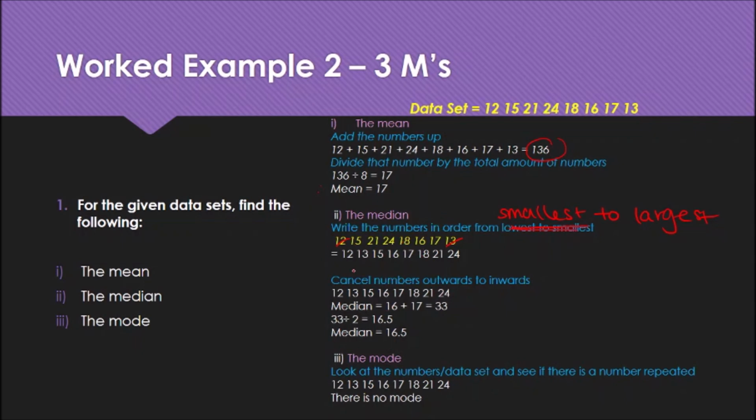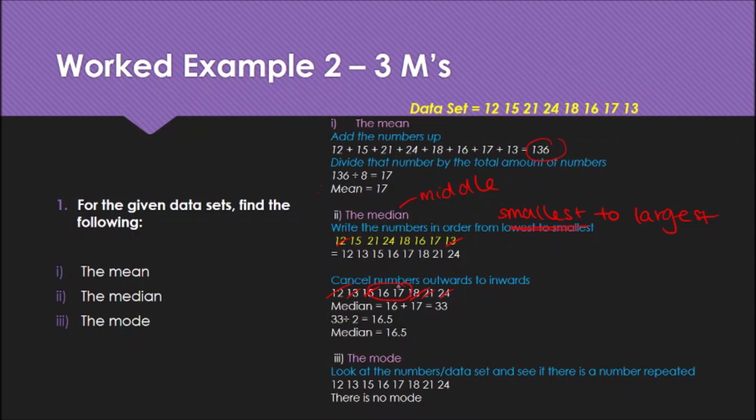So once you've rearranged it and done that step, you need to cancel the numbers outwards to inwards. So that means you have to cross out 2 here. You're trying to find the middle. Median means middle, yeah, middle number. So if I cancel 2 there, cancel 1, cancel 1.